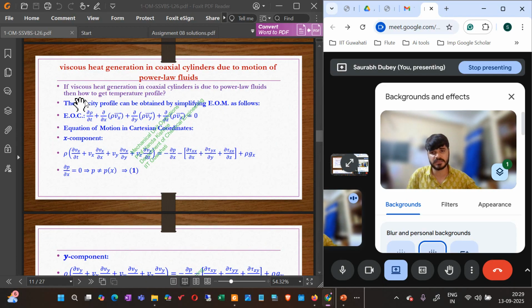So if the viscous heat energy generation in coaxial cylinder is due to the power law fluid, then how do we get the temperature profile? You cannot say that the same temperature profile will be applicable here also, but now things will be changing. How the things will be changing, we will be looking at them. So the equation of continuity you will be using, and then equation of motion. So the equation of continuity, you will see that it will be anyway followed, right?